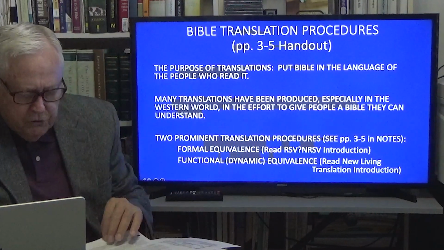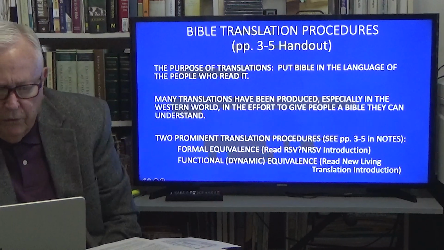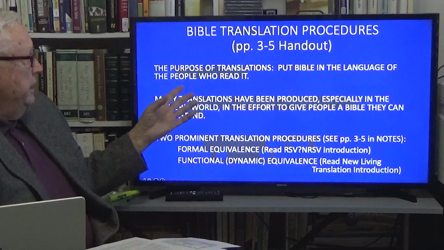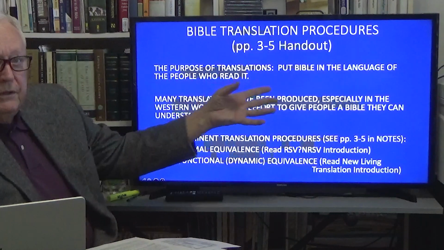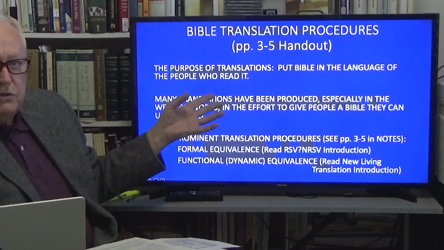All right. Now, there's 2 major translation procedures. If you'll notice here, the purpose of translations was to put the Bible into the language of the people. All the way from Wycliffe and Tyndale, that was the purpose.